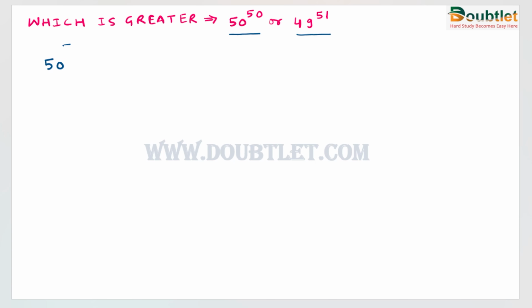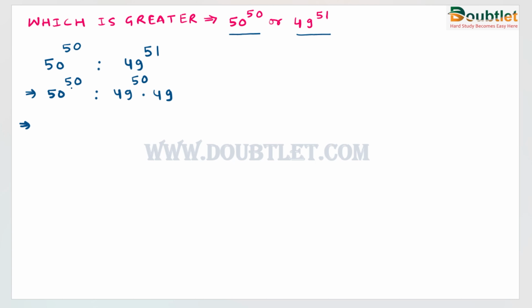So 50 to the power 50 and 49 to the power 51. We will take the ratio of these, because if the ratio is greater than 1, then definitely the numerator term is bigger, and if the ratio is less than 1, then the denominator term is bigger. So we can write 49 to the power 51 as 49 to the power 50 multiplied by 49.